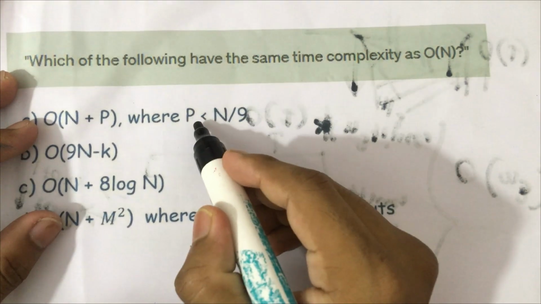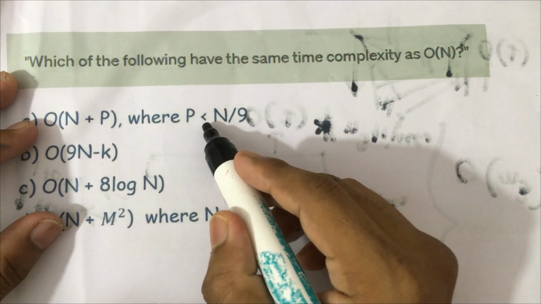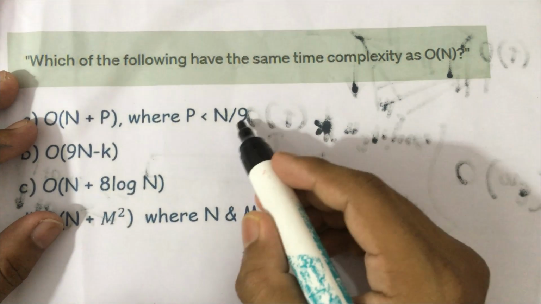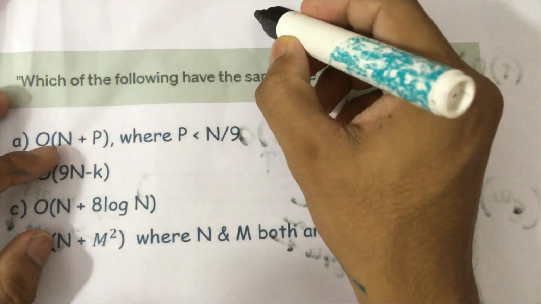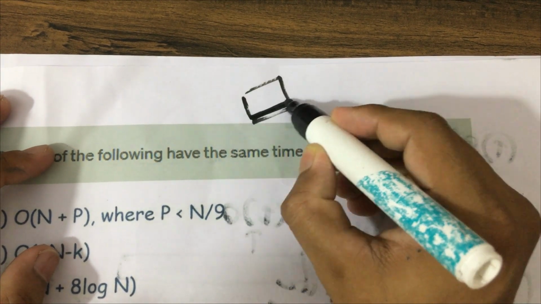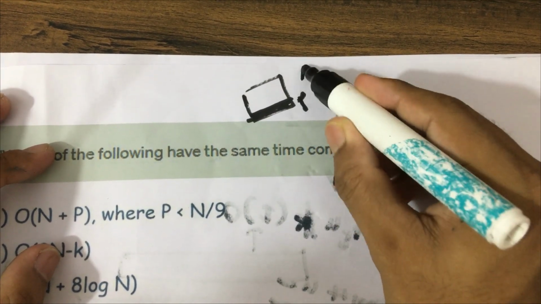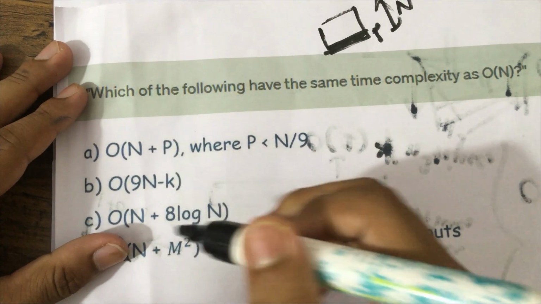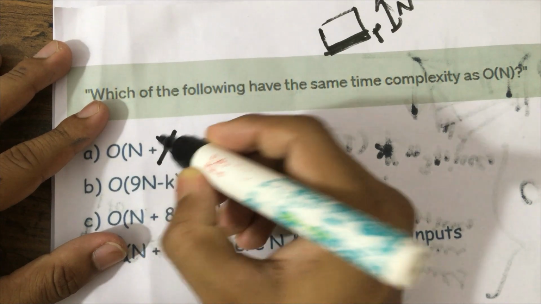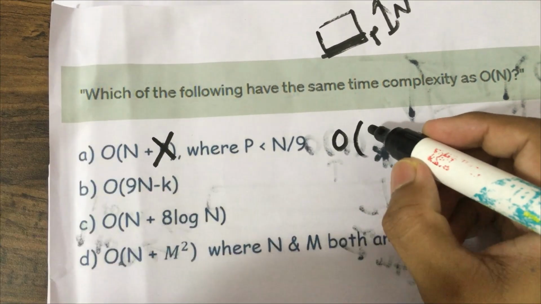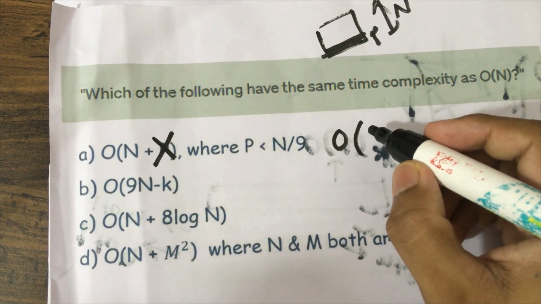Basically it says p is smaller than even 1/9th of n. If this part is 1/9 and this is p, and this is the entire n, then p is that small. So if p is that small, we can clearly ignore this part. The big O complexity becomes n.